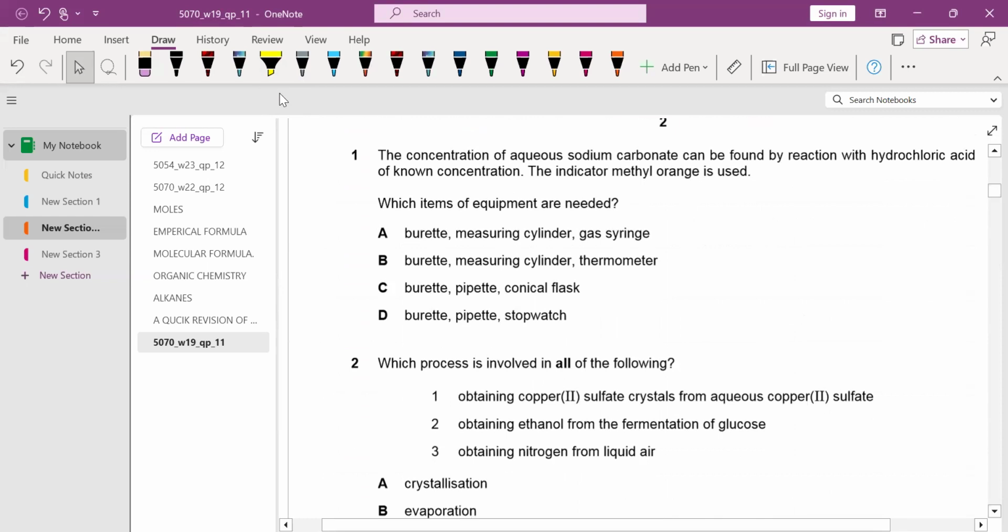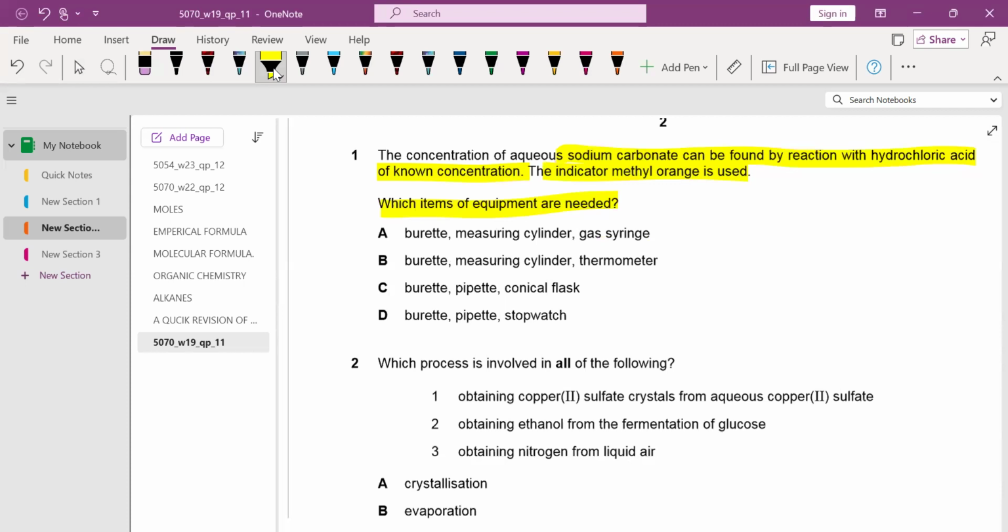This is question number 1. The concentration of the aqueous sodium carbonate can be found by the reaction with hydrochloric acid of known concentration. The indicator is methyl orange. Which items of equipment are needed? Firstly, you need to remember that the unknown solution is always in the conical flask and the known solution is in the burette. According to the question, the known solution is HCl, so it must be in the burette. However, the unknown solution should be in the conical flask.